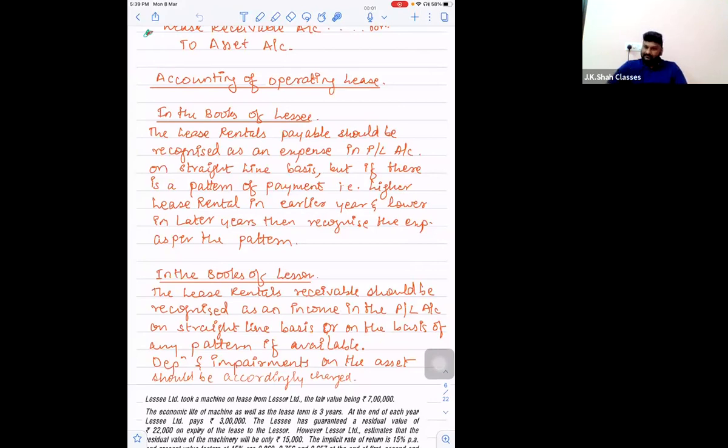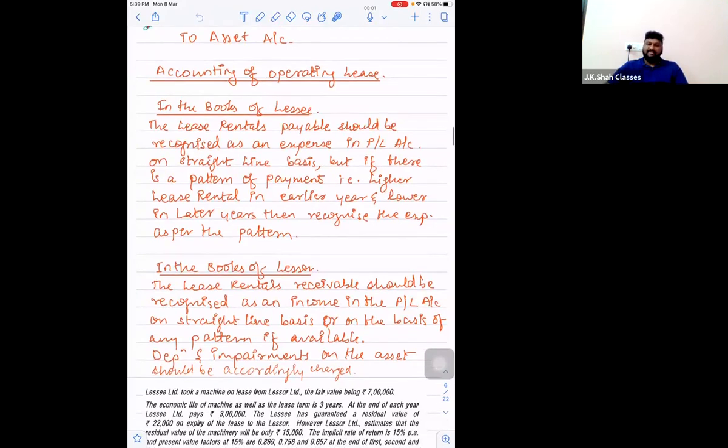As simple as that. Then in the books of the lessor, it is the opposite, because for the lessee it was an expense, now for the lessor it is an income. The lease rentals receivable should be recognized as an income in the profit and loss account on a straight line basis or on the basis of any pattern which is available. Depreciation and impairments on the asset should be accordingly charged. So technically the asset remains in the balance sheet of the lessor only. It will not go to the balance sheet of the lessee.